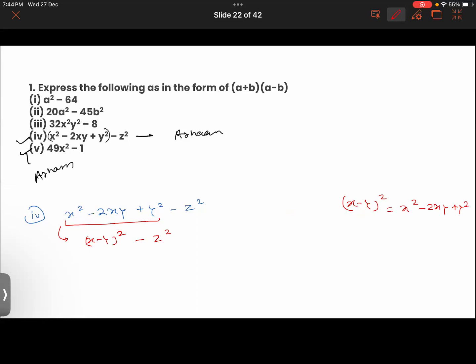Now further I see that I have a square minus b square. This whole term I will assume as a, and assume this one as b. So now this is in the format of a square minus b square. This identity is equal to a plus b into a minus b. So that is equal to a plus b times a minus b. So quickly tell me that will be x minus y plus z times x minus y minus z, right? So that is the required answer.